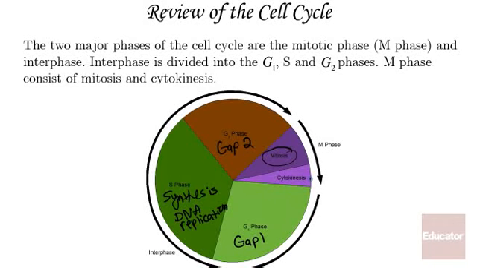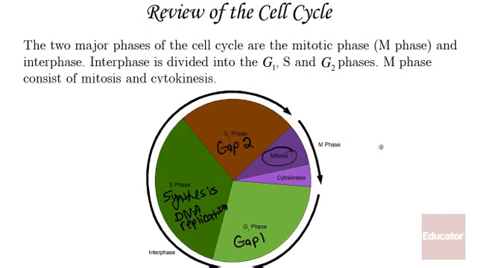Cytokinesis is the actual division of the parent cell into two daughter cells. So everything's been duplicated. The chromosomes are split into two sets, one for each nucleus. And then during cytokinesis, the cell pinches off in the middle to create two physically separate daughter cells.